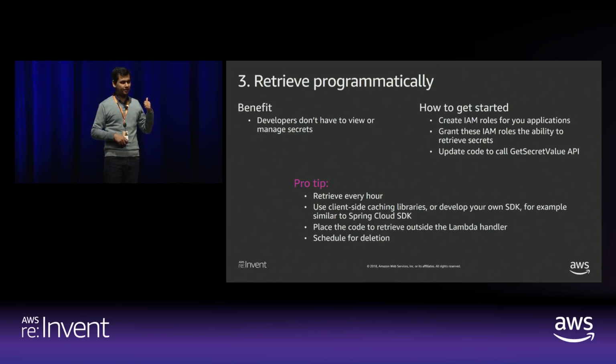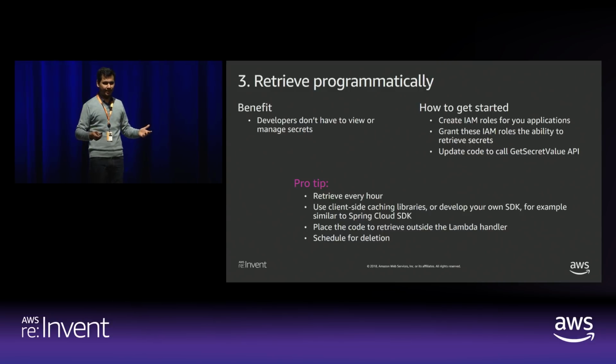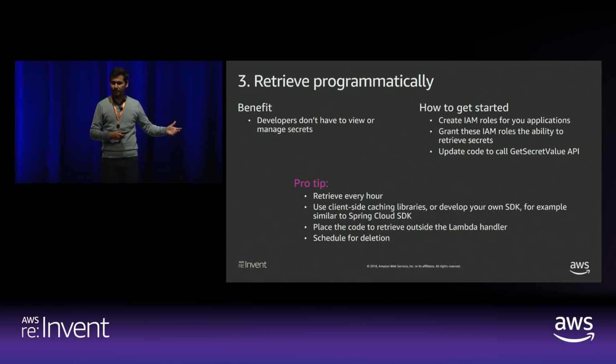In most scenarios, retrieving a secret once an hour is fine. You can also use the client-side caching libraries to just offload all of this management. If you use these libraries, they will retrieve the secret for you. They'll refresh the cache every hour. And if there are authentication failures, it'll reach out to Secrets Manager again and refresh the cache. So retrieving secrets becomes really easy if you're using one of these client-side caching libraries.